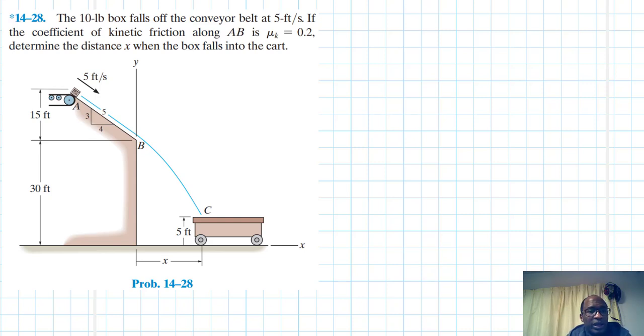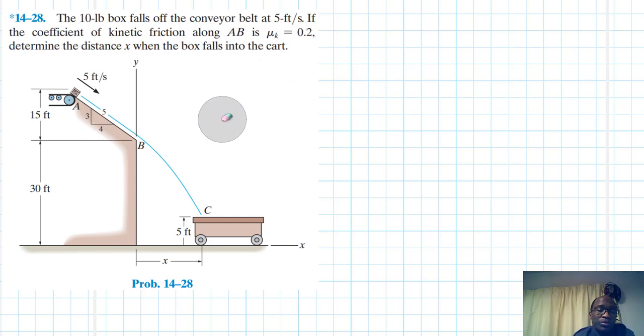The problem reads: the 10 pounds box falls off the conveyor belt at 5 feet per second. If the coefficient of kinetic friction along AB is 0.2, determine the distance x when the box falls into the cut. This problem is coming from Engineering Mechanics and Dynamics, 14th edition, by R.C. Hibbeler. So we have a box that falls off the conveyor at 5 feet per second, and we've been given the coefficient of kinetic friction along AB. We have been asked to determine the distance x.